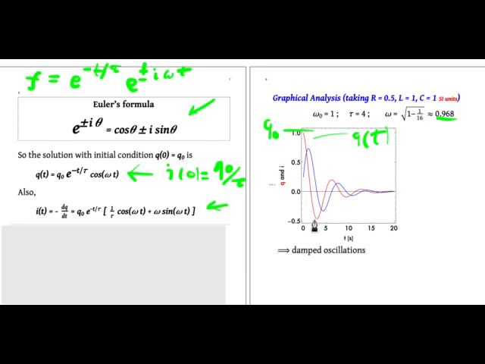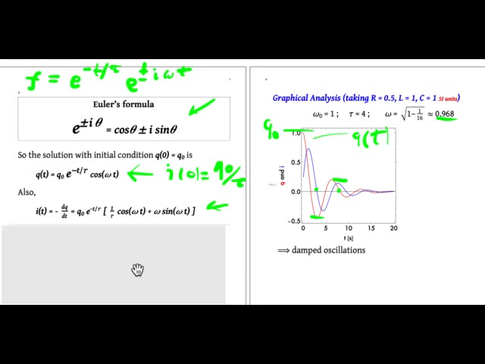So where the slope of Q is 0, I is 0. You know, where Q is at a maximum or a minimum, the slope is 0. So you see you have these exponentially damped oscillations. All right, so that's the analysis of that problem.